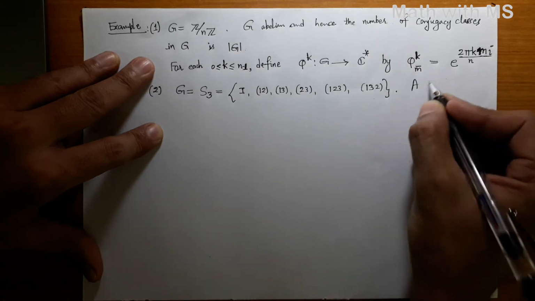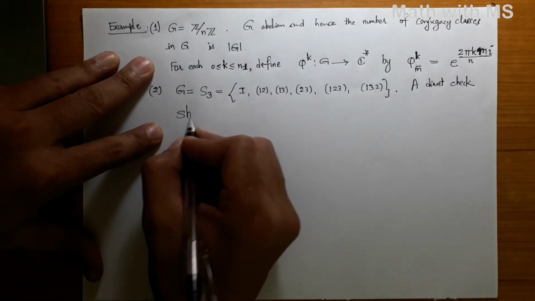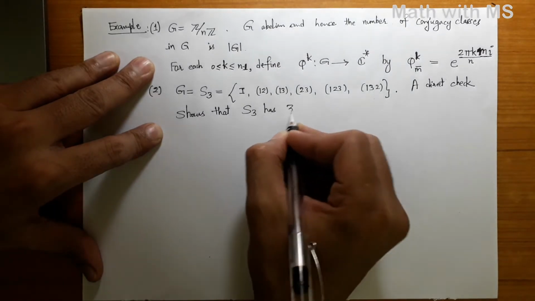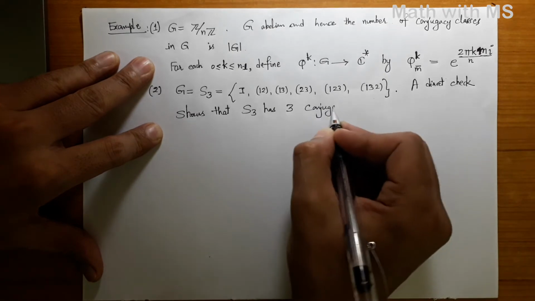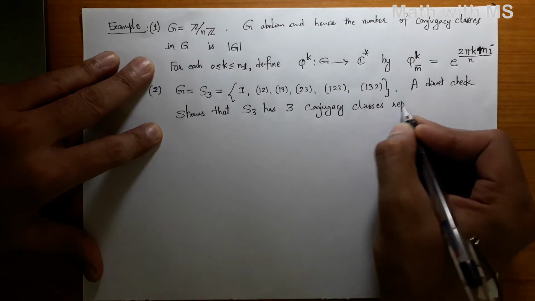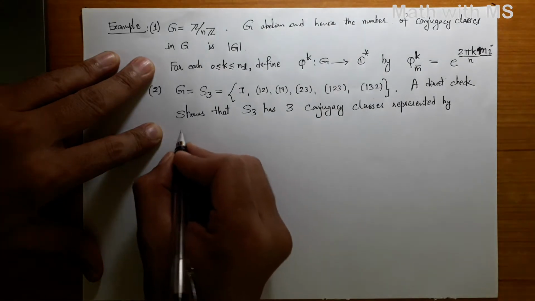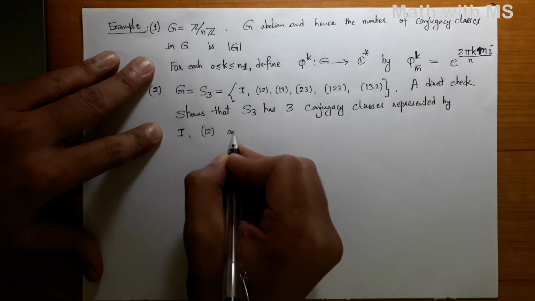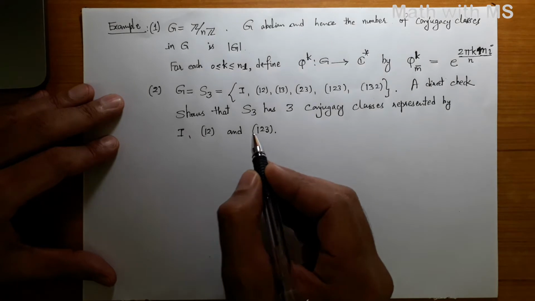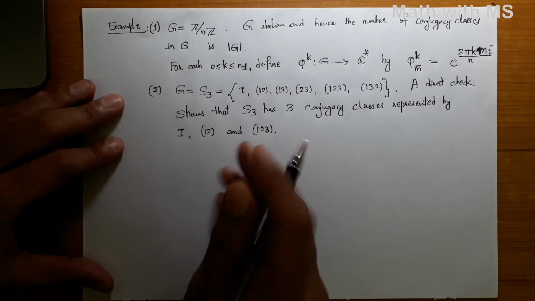So a direct check shows that S3 has 3 conjugacy classes, represented by, I will just write representatives of the classes: identity, (1 2) and this 3-cycle (1 2 3). I will construct 3 inequivalent irreducible representations of S3, showing the equality here.